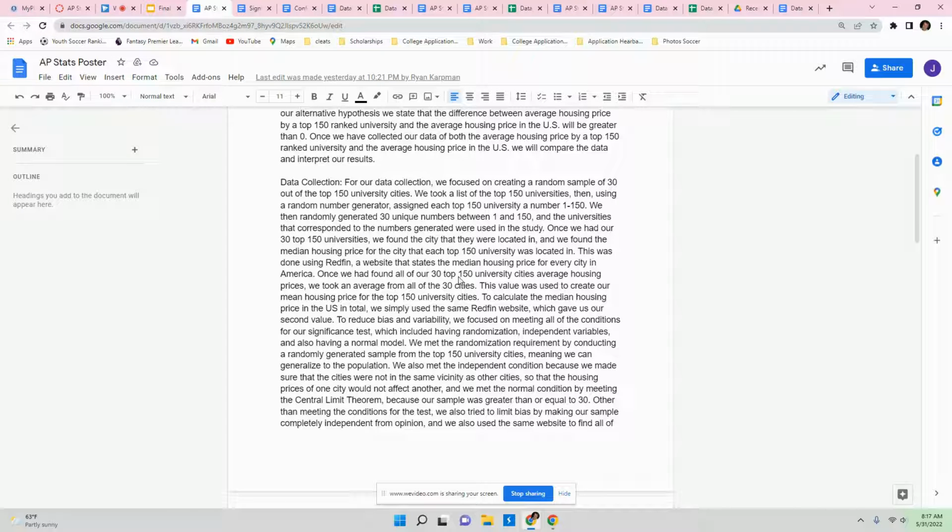And once we found those 30, I think it was actually 31 values, we averaged all those, and then we compared it to the mean housing price for all of the U.S.